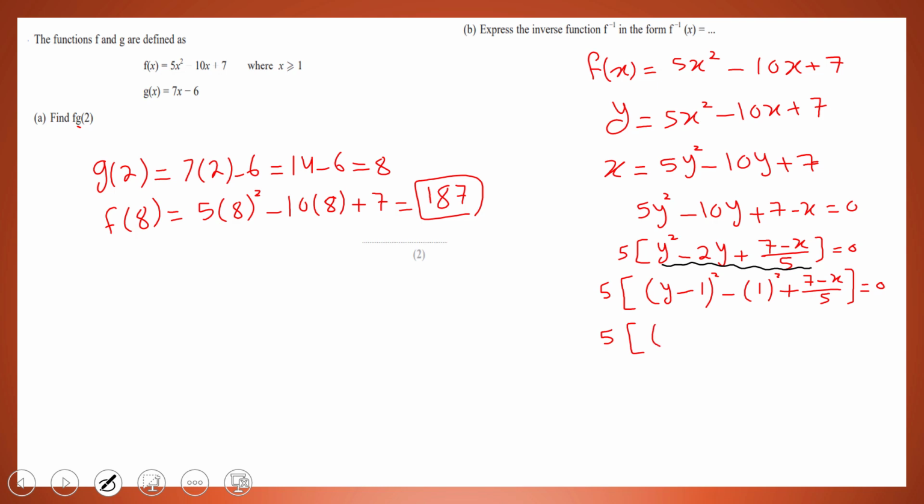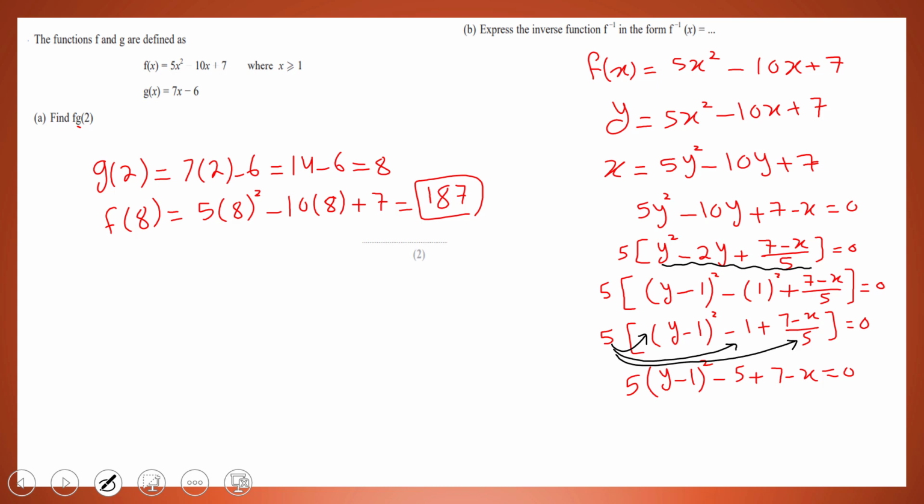So it will be here y minus 1 all squared, and then minus 1 plus 7 minus x all over 5 is equal to 0. So we can expand the 5 again. So it will be 5 by y minus 1 all squared, then minus 5 plus 7 minus x is equal to 0. So what did I do again? I expanded the 5 by putting it before the bracket, and then multiplied by the negative 1, and then multiplied by this fraction. So now it will be 5 by y minus 1 all squared.